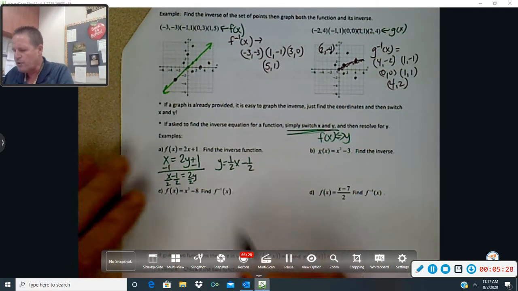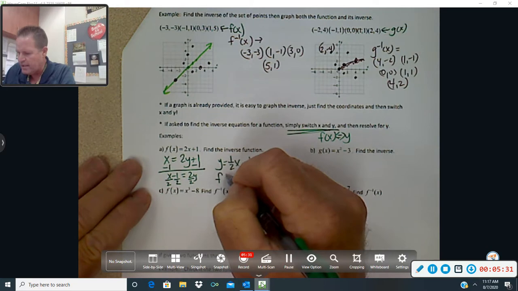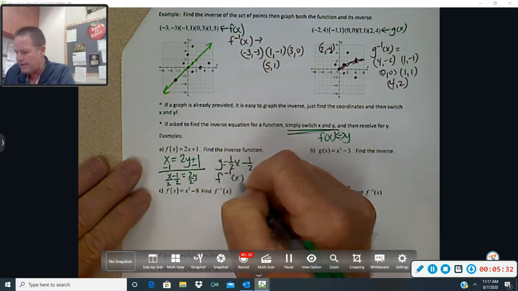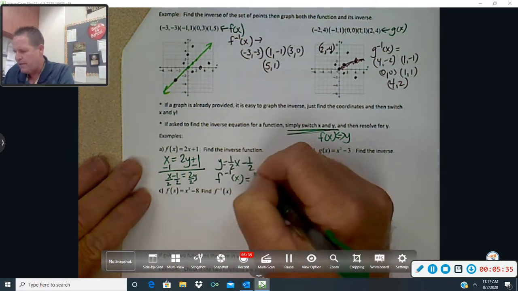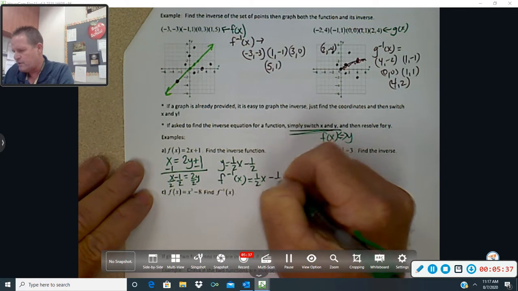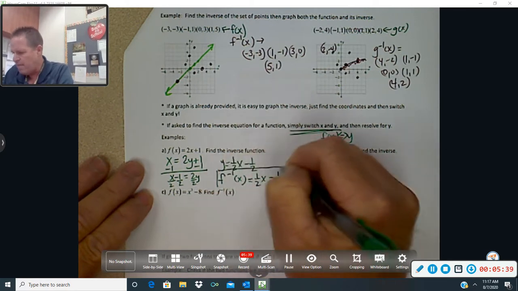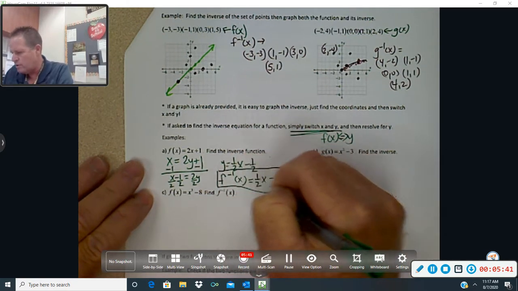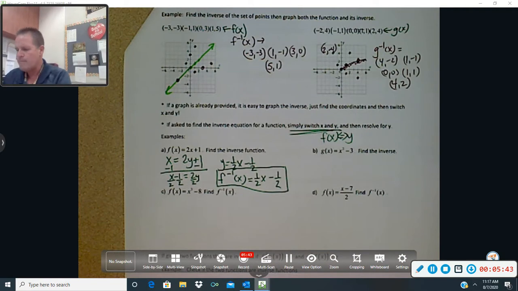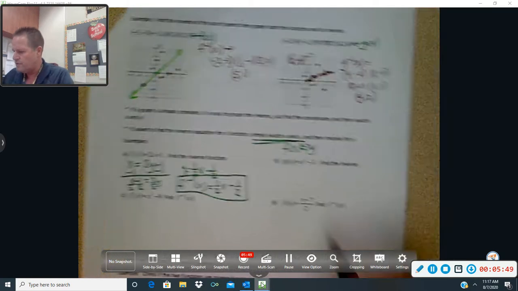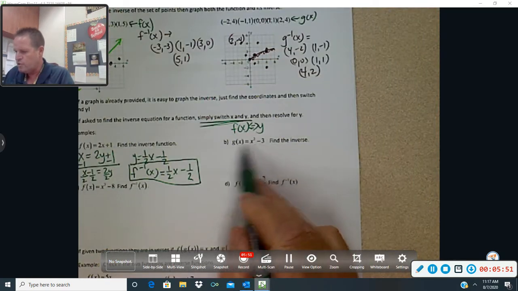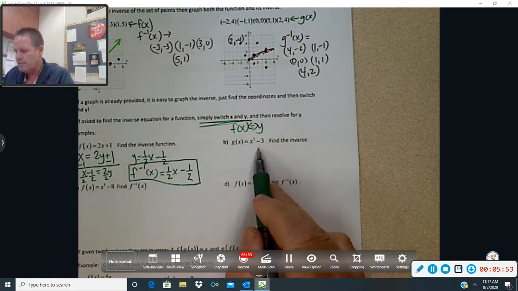Now, I prefer that you write the inverse notation for that. So f inverse of x is the way you should write it, like this, is 1/2 x minus 1/2. And that would be the way we should write things. Okay, the f inverse of x is 1/2 x minus 1/2. Okay, let's try another one of those. So letter B, we're going to switch x and y, and then we're going to resolve for y.